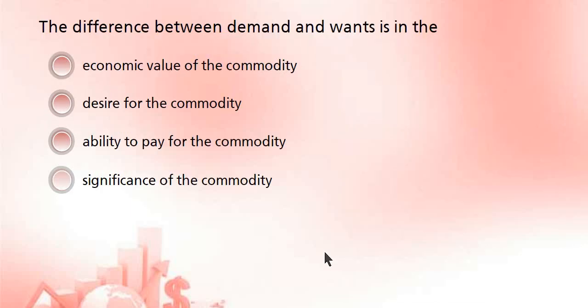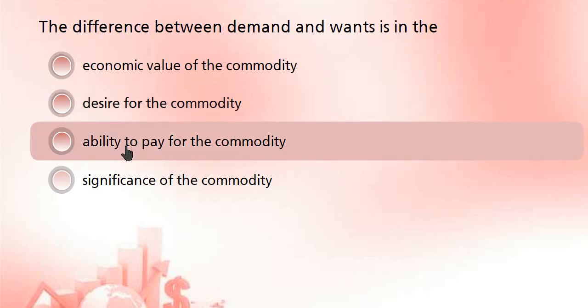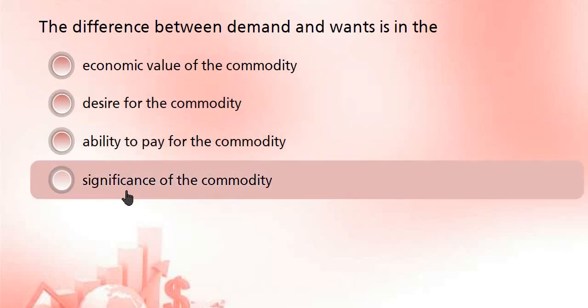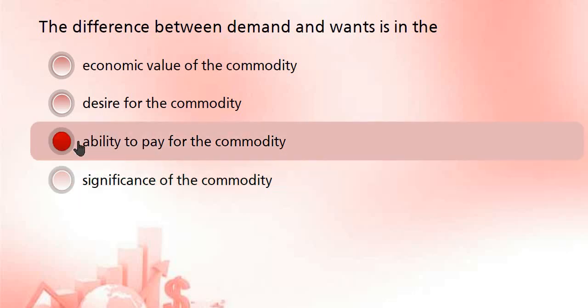Alright, question 7. The difference between demand and wants is in the A, economic value of the commodity, B, desire for the commodity, C, ability to pay for the commodity, D, significance of the commodity. The right answer is ability to pay for the commodity. So the difference between demand and want is in the ability to pay. While demand is backed up with the ability to pay, want is not.